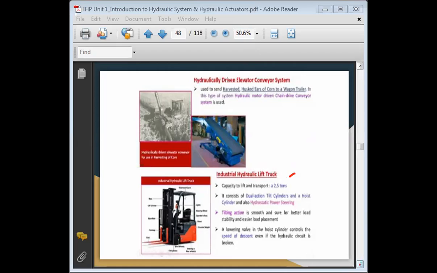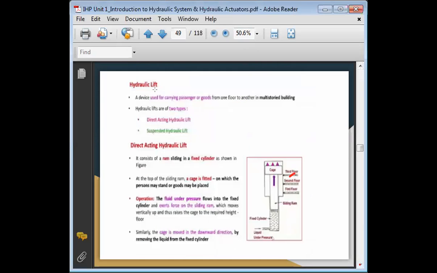I will show another, the hydraulic lift. Actually, a hydraulic lift is a device used for carrying passengers or goods from one floor to another in a multi-storied building. The hydraulic lift has two types: the direct acting hydraulic lift and the suspended hydraulic lift. A direct acting hydraulic lift consists of a ram sliding in a fixed cylinder, which is shown in this figure also.